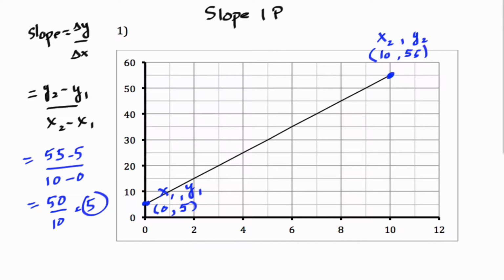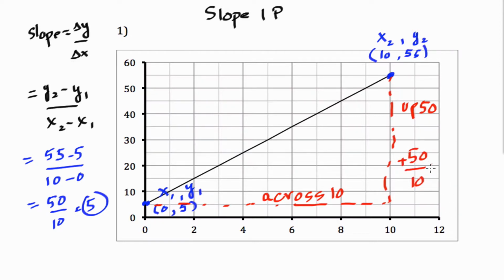I could also, and again, this is doing the exact same calculation, I could also just look, and I can say, well, what did this line do here? And I'm going to put how far up it went divided by how far over it went. And it went up from 5 to 55, so I can say, well, it went up 50. And it went over or across 10.